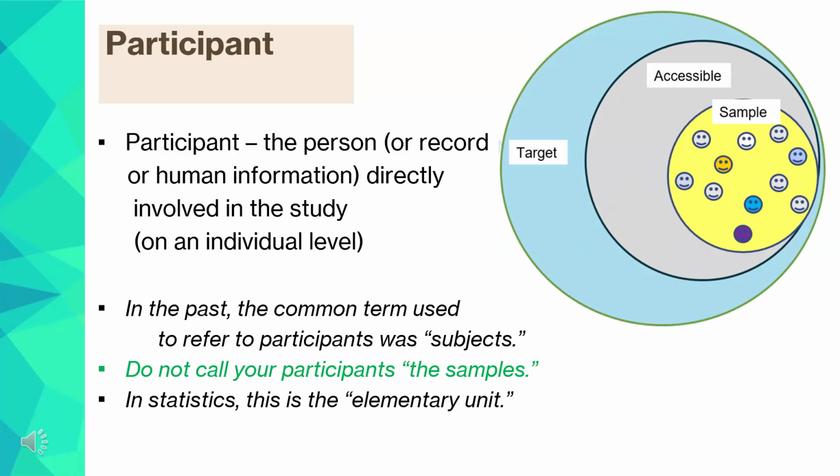And then, if you can please remember, when you talk about your participants, do not say the samples that we enrolled. These are human beings, so please do not call them samples. It's probably appropriate to say samples if you're talking about, let's say, blades of grass being studied for what species they are from a field, for example. But when you talk about people, refrain from using the term samples. In statistics, that participant that we're talking about is sometimes what they call the elementary unit.